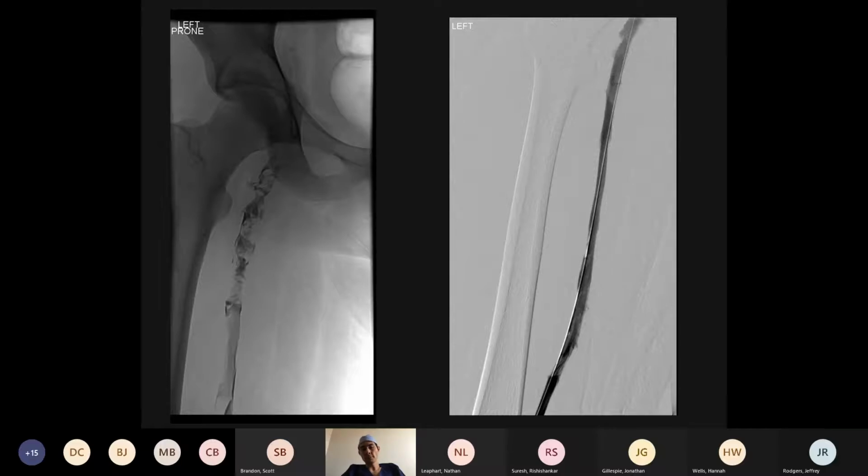The picture on the right side shows that now we don't have any more filling defects, and the patient's symptoms were much better. So much less leg swelling and discomfort. You can go to the next one.